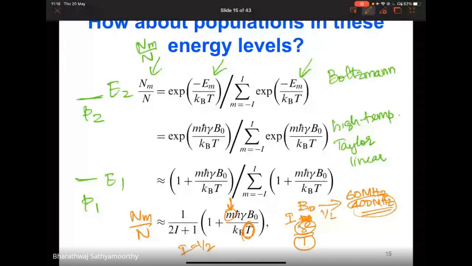A point that I want to drive home with this equation is that you have 1 in 10 power 5 or 10 power 6 excess for a spin half nucleus like proton in something like a 500 megahertz instrument. So what do I mean by this? P1 is almost equal to P2, and it's only marginally greater than P2, making NMR an insensitive technique. Only when the population difference is large will you actually have a higher sensitivity.